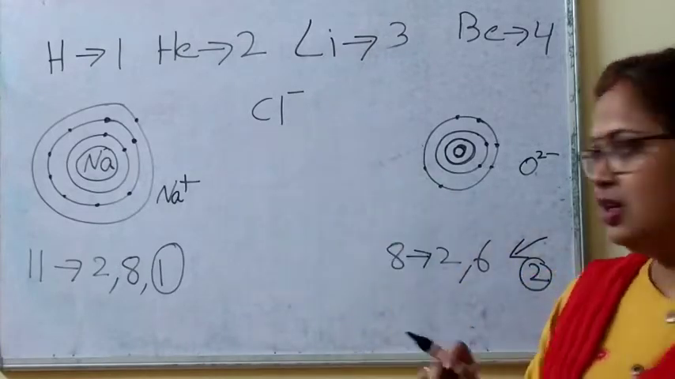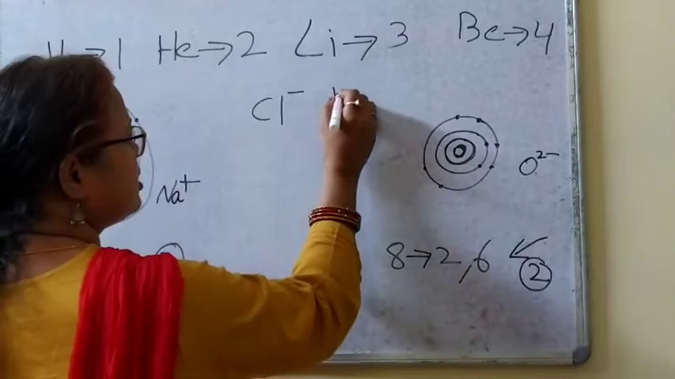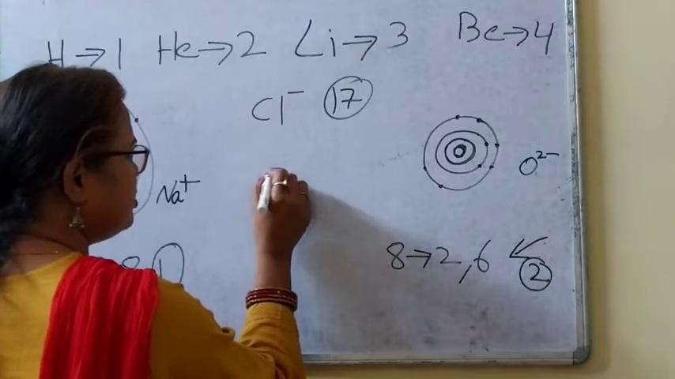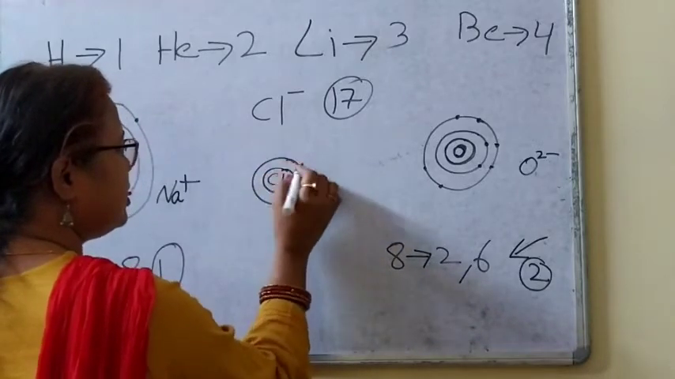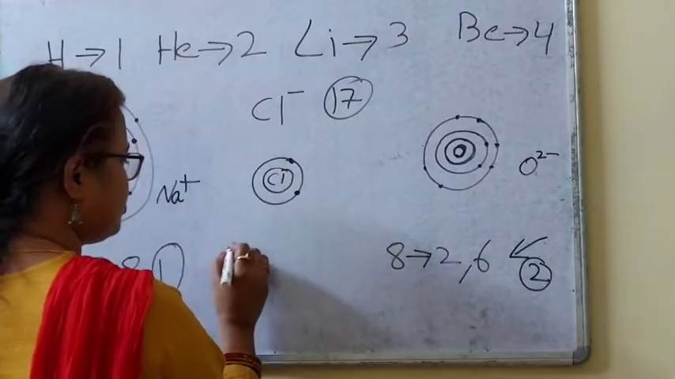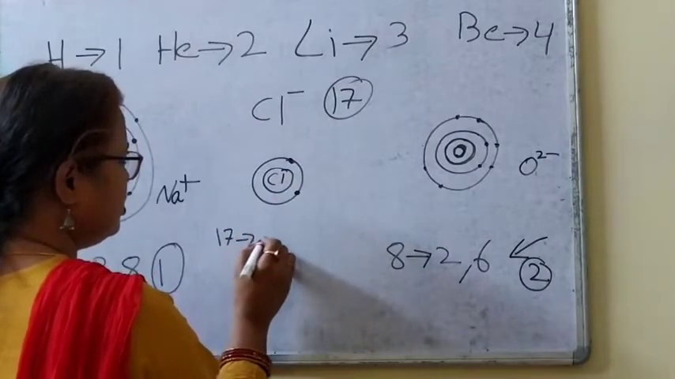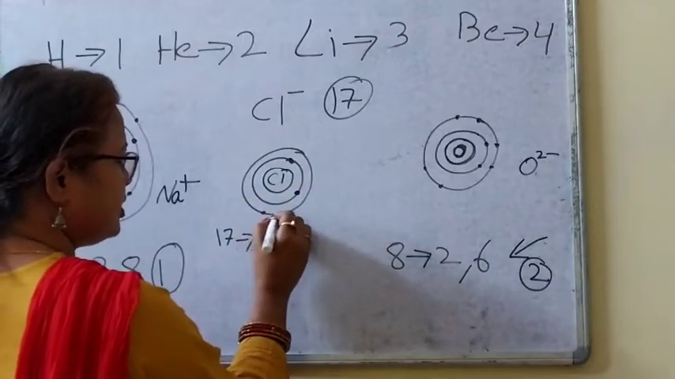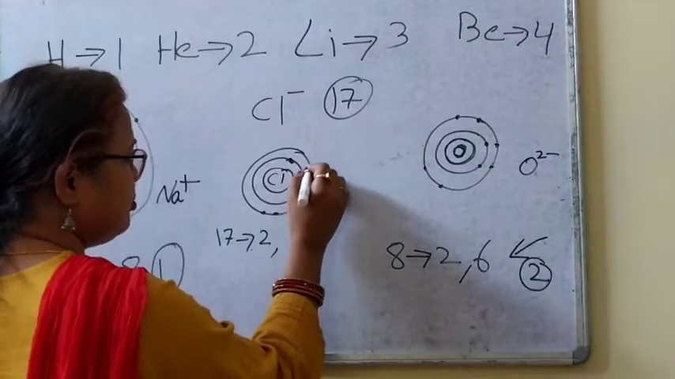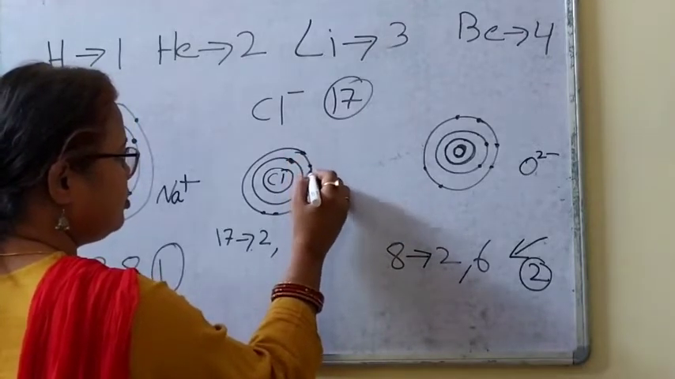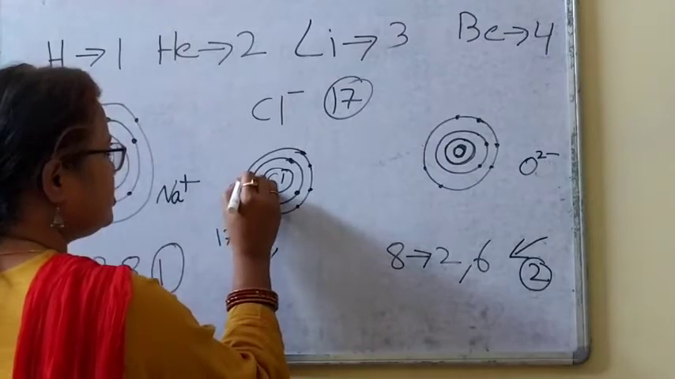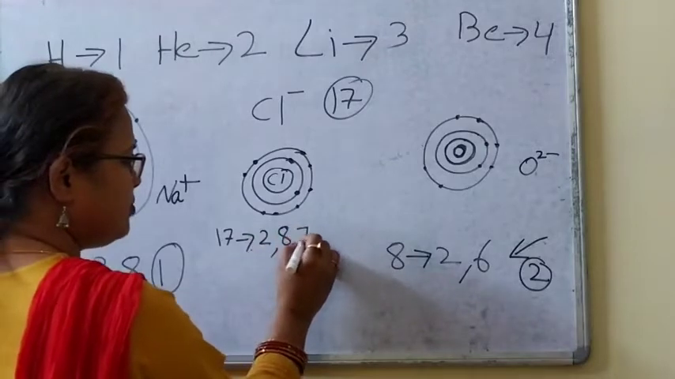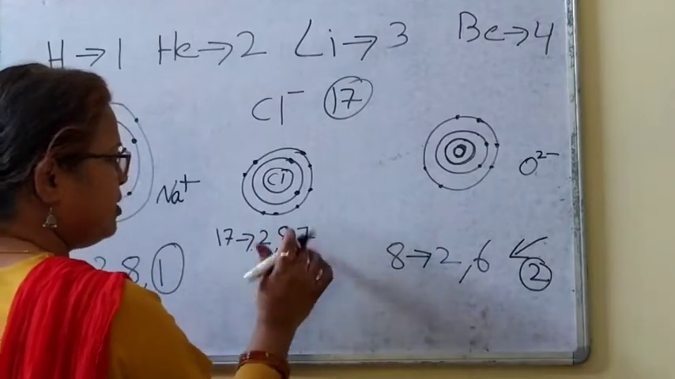Check with the chlorine. Atomic number of chlorine is what? 17. Clear, you know. So the first orbit has what? This is chlorine, this is the nucleus of chlorine. First orbit, again 2 electrons. So 17, 2 electrons. Second orbit, 8 electrons, so 1, 2, 3, 4, 5, 6, 7 and 8 electrons. Clear? 8 and 2, 10. And what is left? 7 electrons.